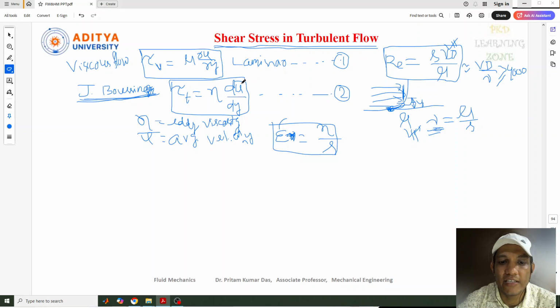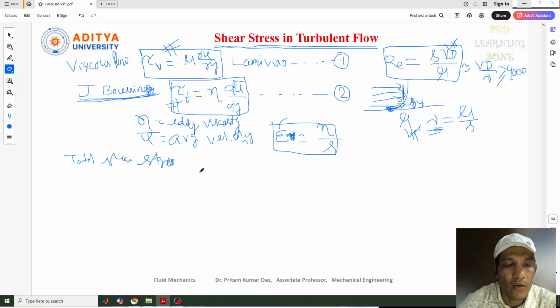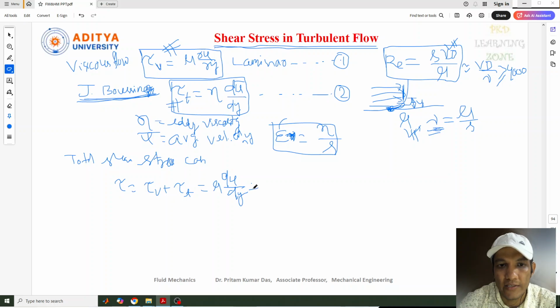Now, if the shear stress due to the viscous flow is considered, and the shear stress for the turbulent flow is considered, then what about the total shear stress? We can write tau equal to the sum of equation 1 and equation 2: tau v and tau t, the shear stress due to viscosity and the shear stress due to turbulence. So the equation is tau equals mu du by dy plus eta du bar by dy. This we can call equation 3.